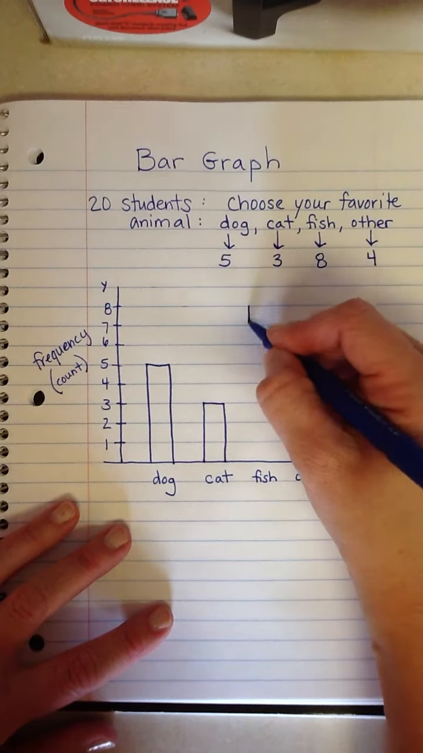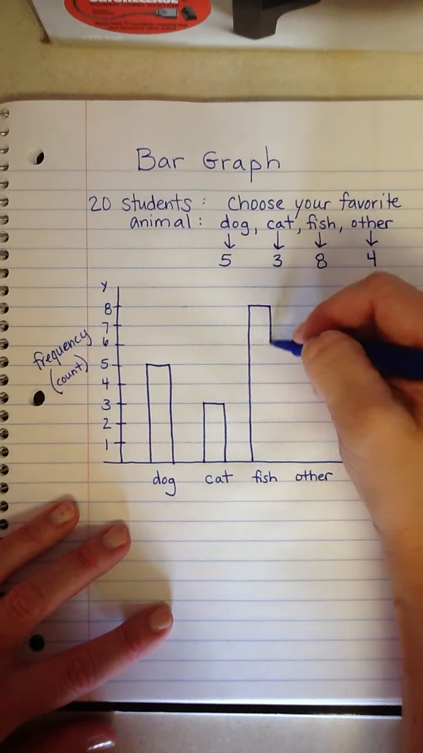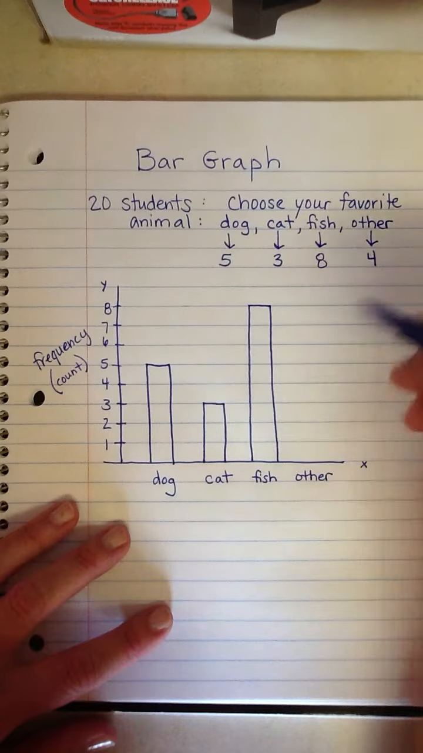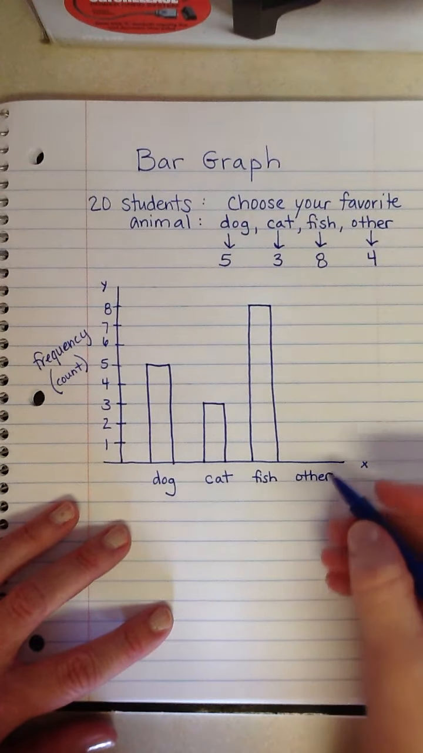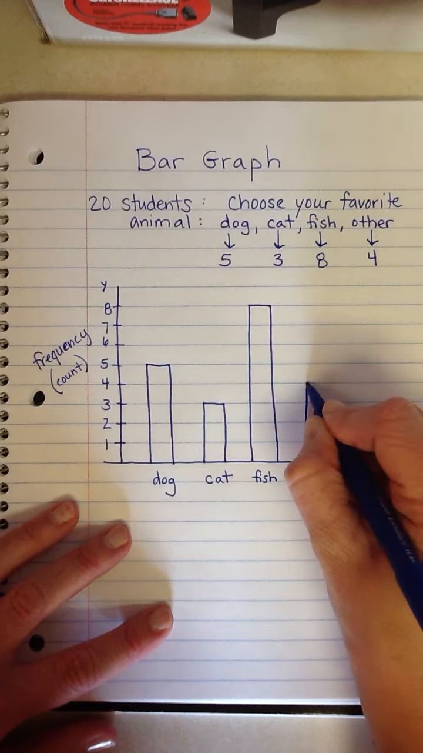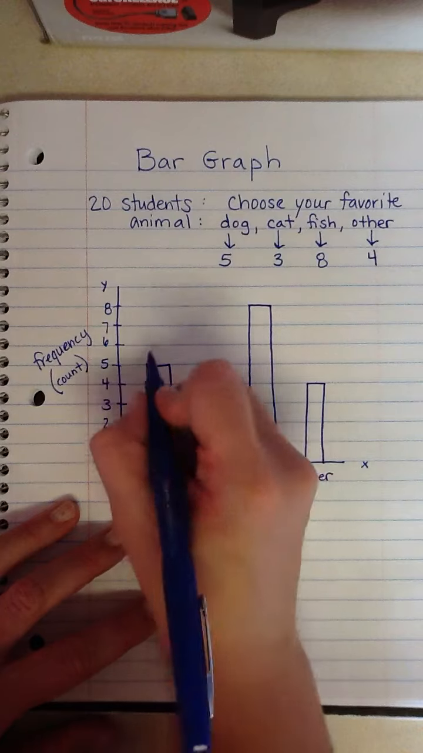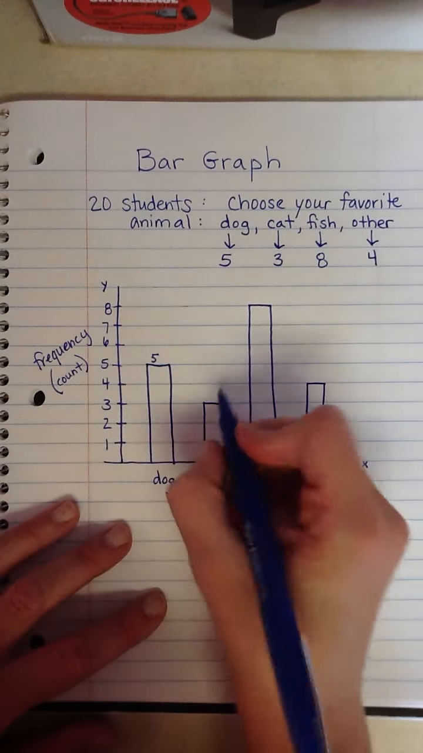My fish bar should be the tallest because the most students had that. And that will go 8 units high. And then my other bar should be 4 units high, and that's because 4 students picked the other category. Sometimes I like to write this number up top of my bar.